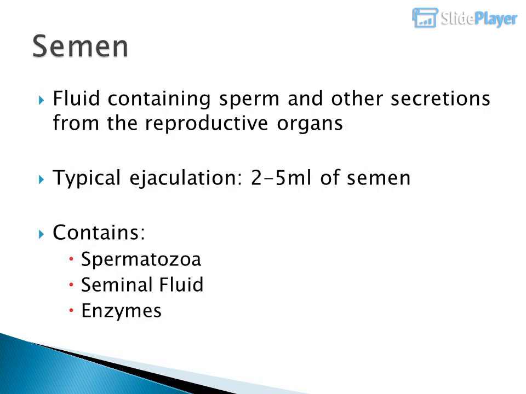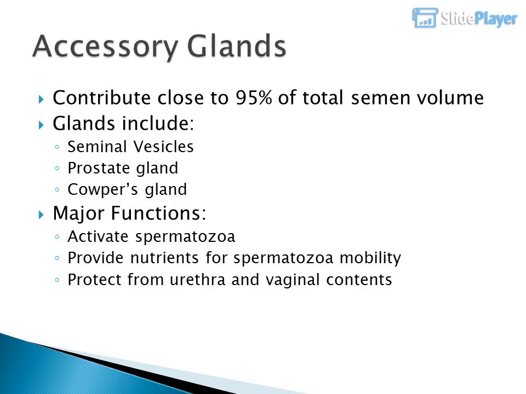Semen: fluid containing sperm and other secretions from the reproductive organs. A typical ejaculation is 2 to 5 milliliters of semen. It contains spermatozoa, seminal fluid, and enzymes. Accessory glands contribute close to 95% of total semen volume. Glands include the seminal vesicles, prostate gland, and Cowper's gland.